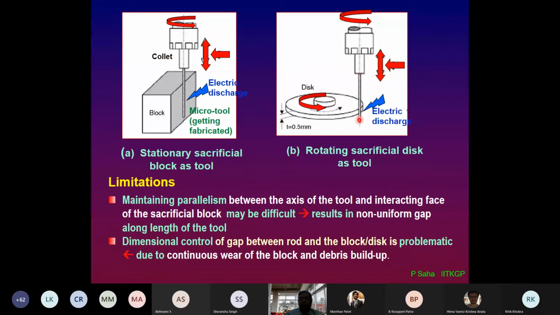Otherwise you may be thinking, if I can maintain this gap, probably I will achieve my reduction in diameter of this tool. So this is a problem for both the things, both for using a sacrificial block as the tool, or using a rotating sacrificial disc as a tool. Why are we calling it sacrificial? Because with erosion, little portions of the disc or the block, on the interacting faces or the periphery, will get slightly eroded.